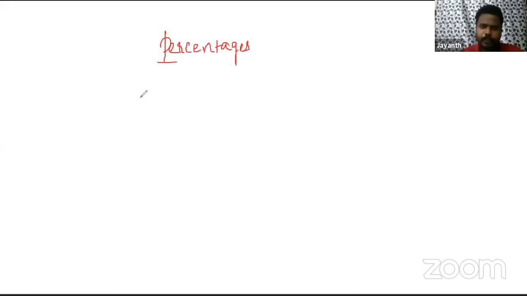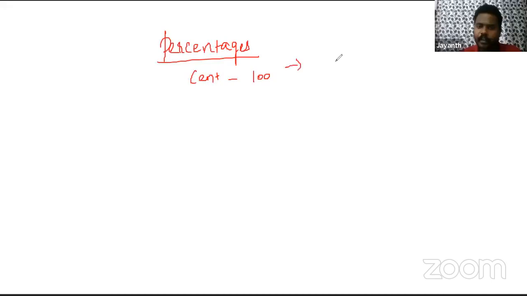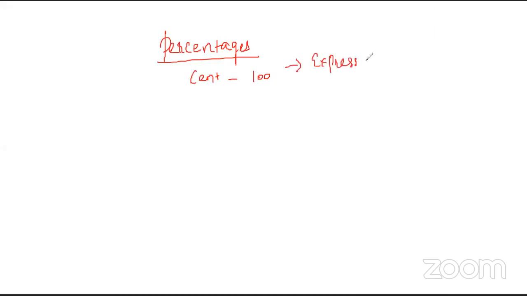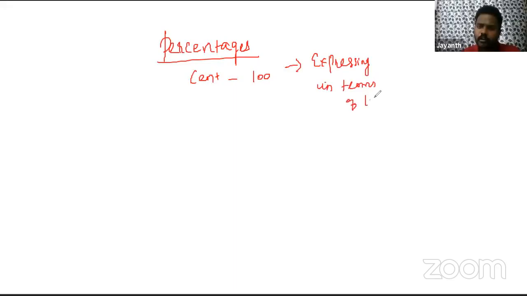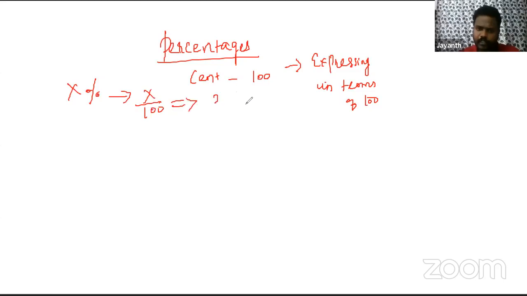See, percentage. Actually, what does percentage mean? The meaning of the word cent is century. Cent means 100. So percentage is nothing but expressing in terms of 100. Any number which is expressed in terms of 100 is called a percentage. For example, X percentage means X by 100. Or 20 percentage means 20 by 100. Right?